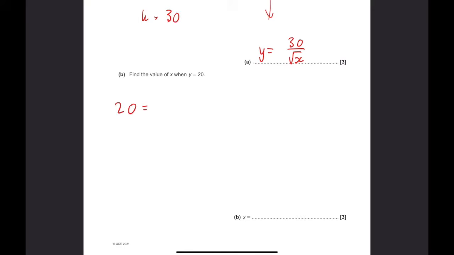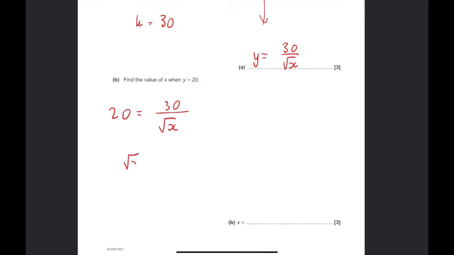So again, just subbing it in, 30 over root x. This means that root x equals 30 over 20, which is equal to 1.5. So x equals 1.5 squared, which is equal to 2.25.